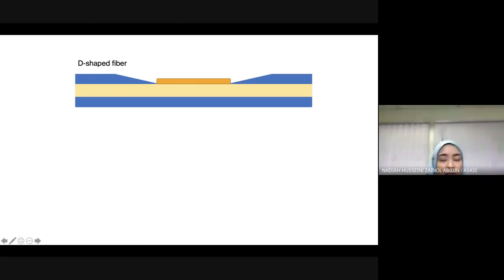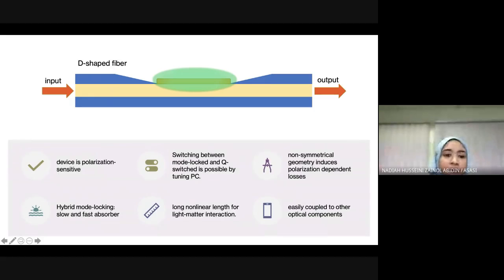fiber looks like. You deposit your nanomaterial on the grinded part of the fiber, and your evanescent field forms there. Because evanescent field has to escape the light. The light has to escape the fiber for evanescent field to form. So you only have the top part to work with as your SA, right? So the device becomes polarization sensitive because it is not symmetrical.